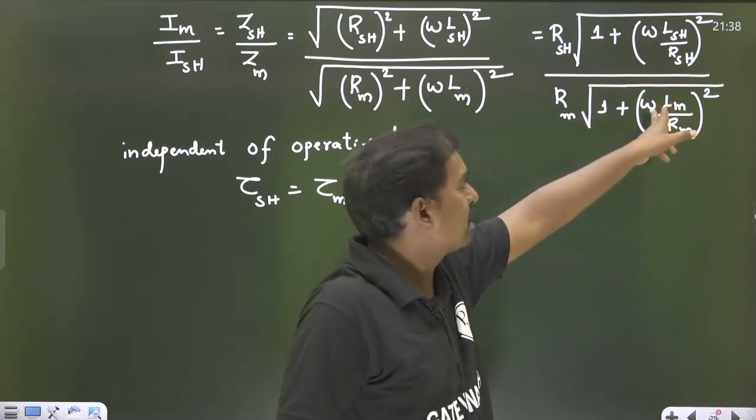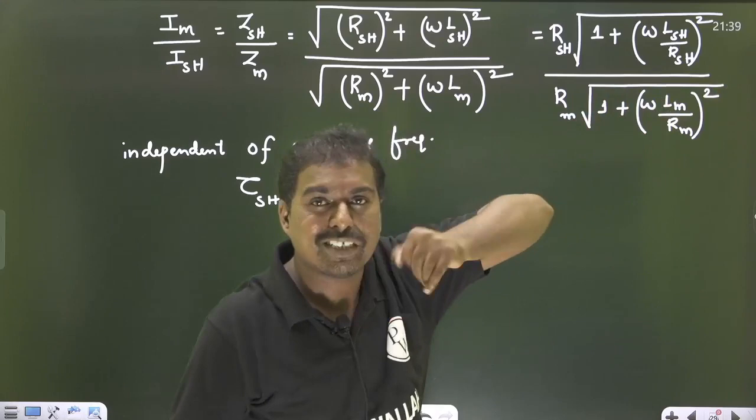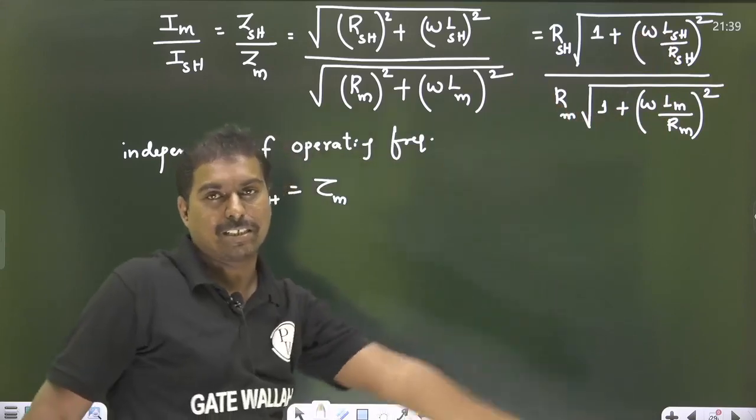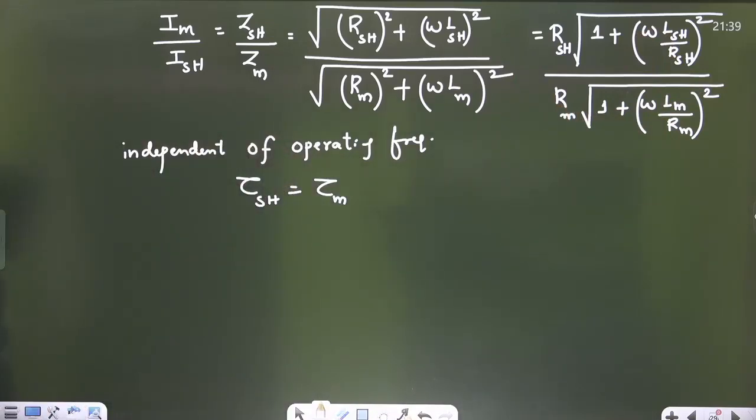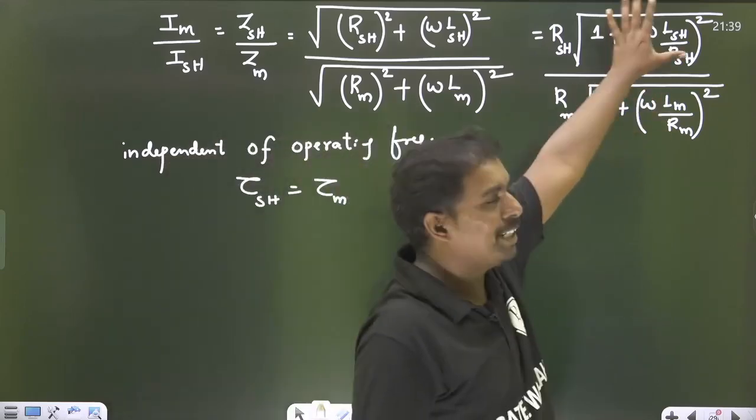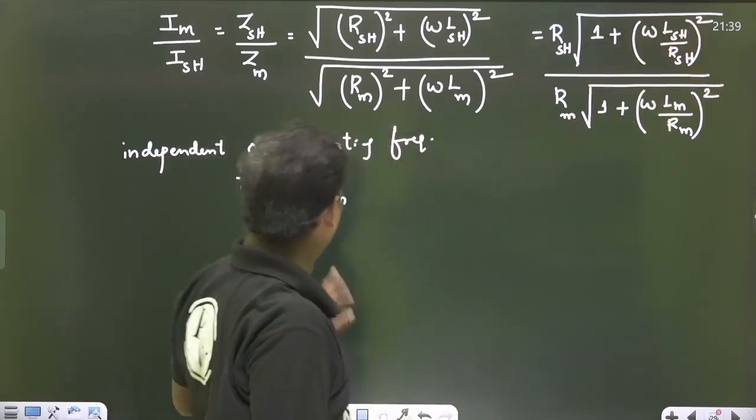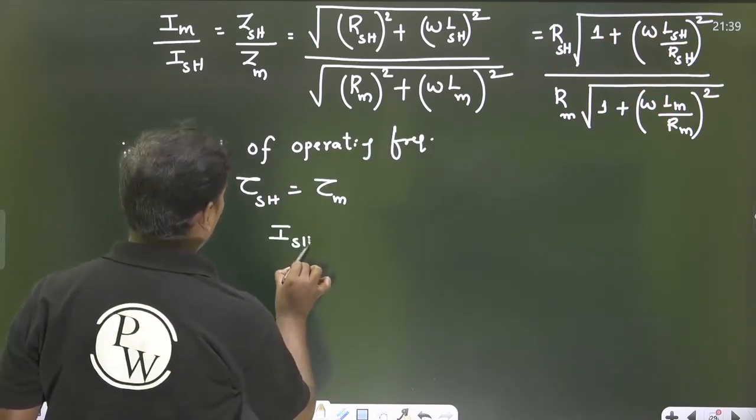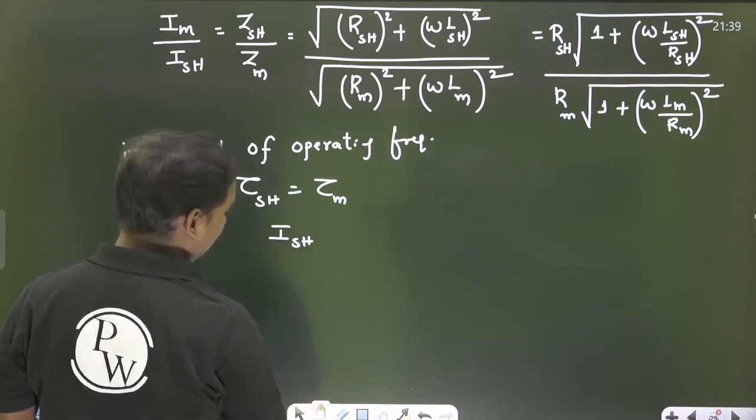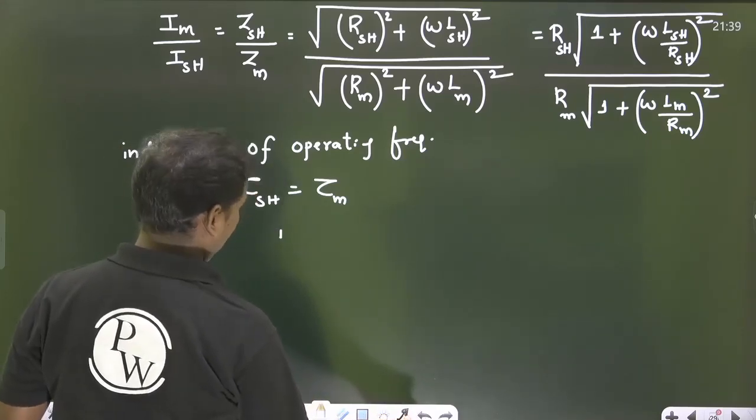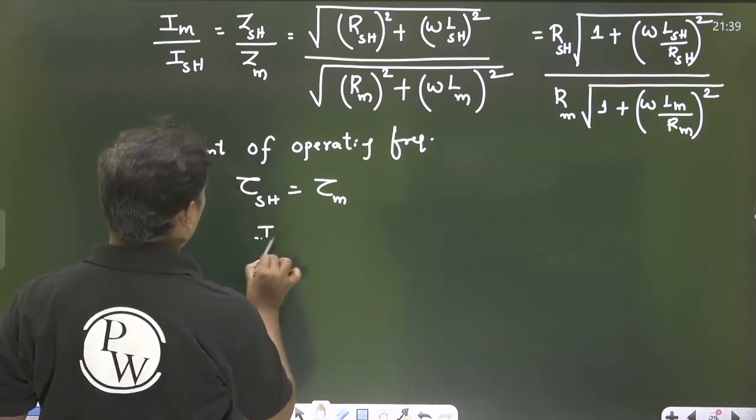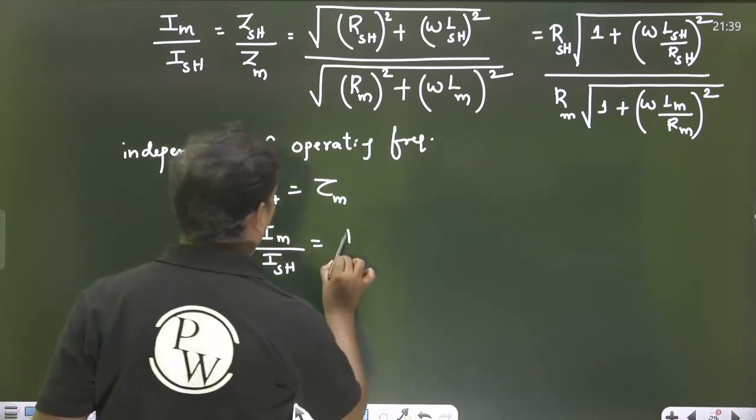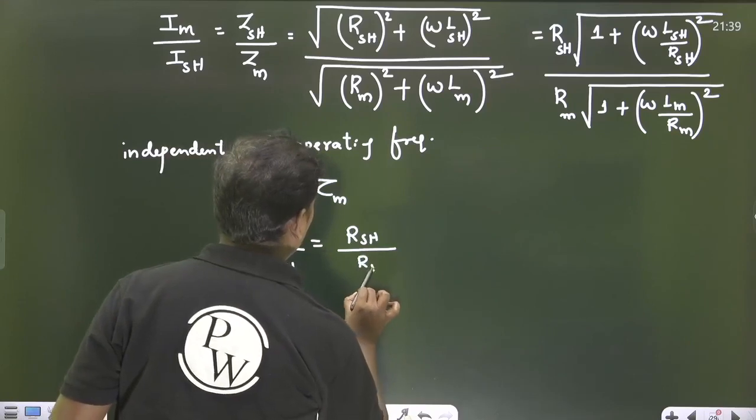At DC also it has to work, means independent of all frequency, for frequency 0 also the meter has to work. So omega is equal to 0 means the time constants are perfectly equal. Tau SH must be equal to tau M, then it will be independent of all frequencies. Then the equation becomes IM by ISH is equal to RSH by RM. So from this we can write the shunt component. This is a basic expression.